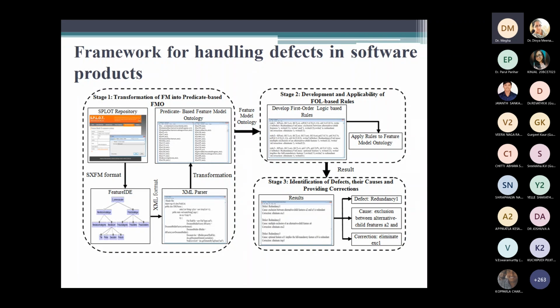We have the models which are available online on the software product line online tool repository. This is the name of the repository from where we have taken the models. These models are kept by researchers and industry people on this repository, and it is free to access also. The models were taken from this repository, but these models are in SXFM format, which means simple XML format.